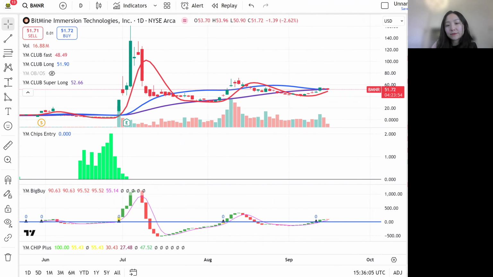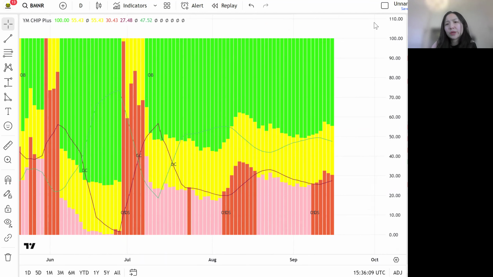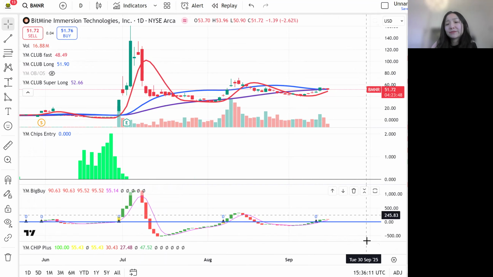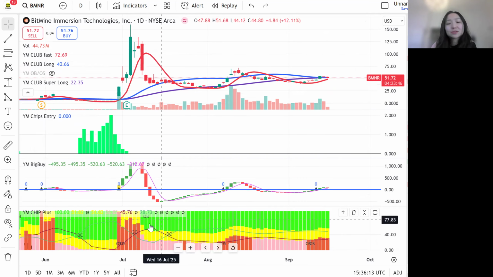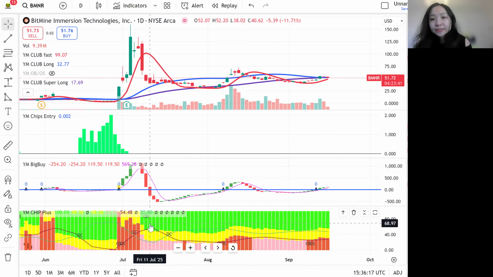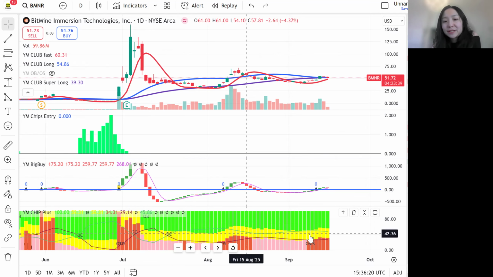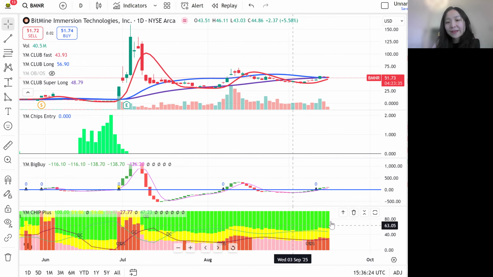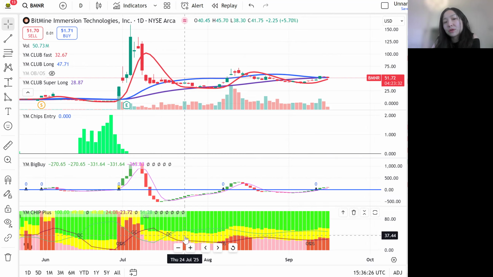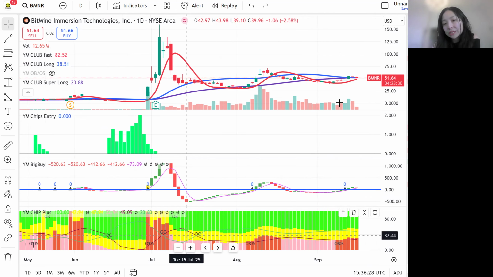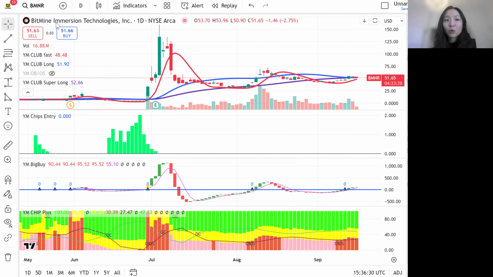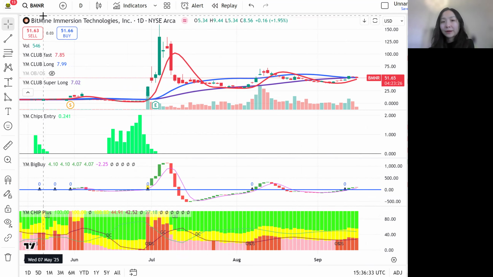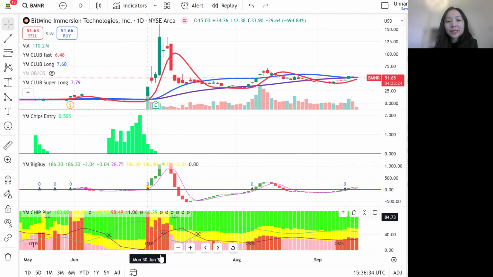Because if you look at YM Chips, you can see here a lot of green. What is the green? The green is the individuals getting trapped. It's not really big institutions holding this stock. The institution holds just a very little bit, and the main holders are still the individuals. That's why this stock is not flying to the sky right now, although it's a Bitcoin technology stock.